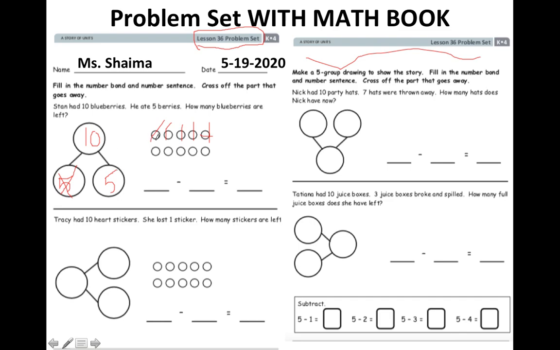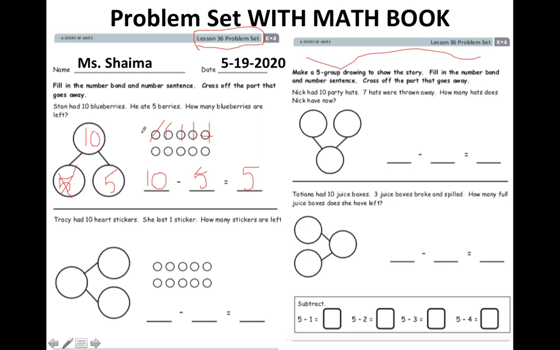So now I have to match my picture and my number bond to my number sentence. And it says blank minus blank equals blank. So I know I started off with 10 because in subtraction the big number goes first. And then after that goes how many was taken away. So I had 5 taken away. So now I have only 5 left. So now everything matches. I have the number bond, the number sentence, and the picture.